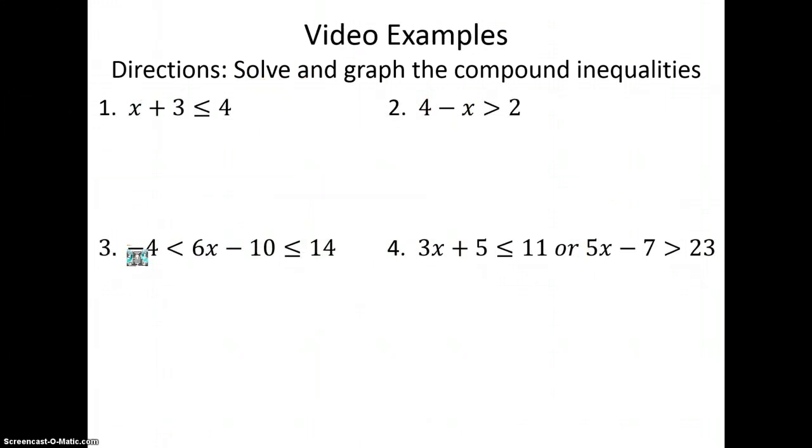Okay, here are your video examples. You have 4 problems. So go ahead and pause now or stop now, write down these 4 problems, and we will go over them tomorrow. See you tomorrow.